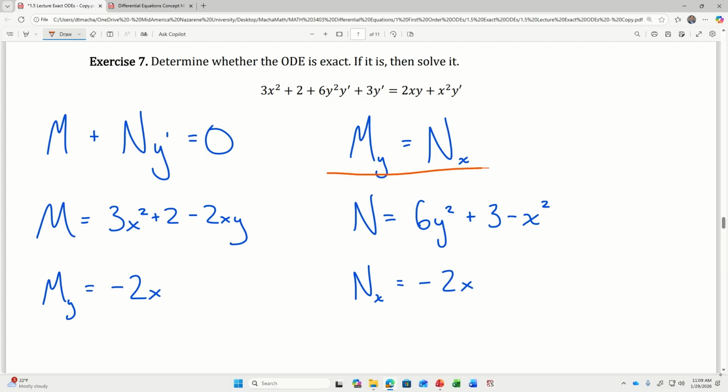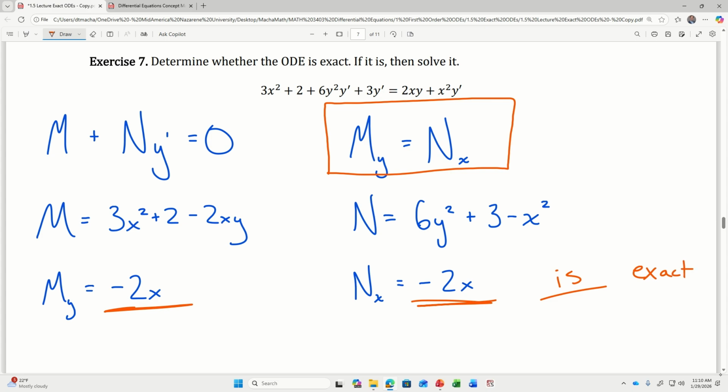If I wanted this to be true, my criterion for exactness, now we found that negative 2x is the partial of M with respect to y, and negative 2x is the partial of N with respect to x. So this is exact. And now that we finally found an exact ODE, we can solve it.